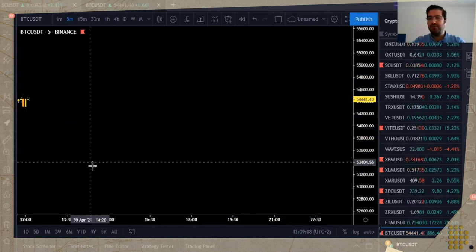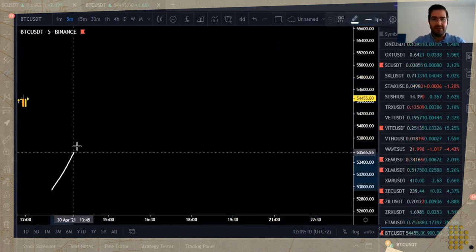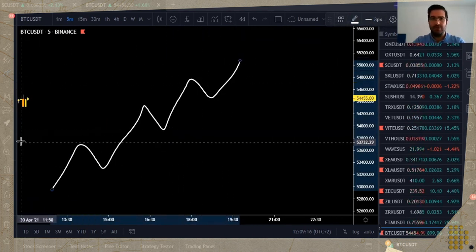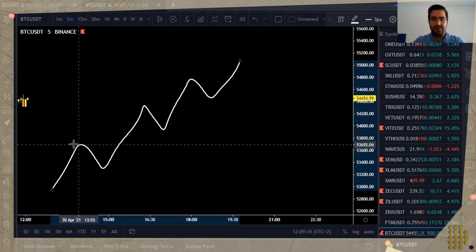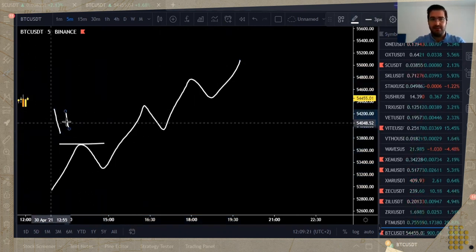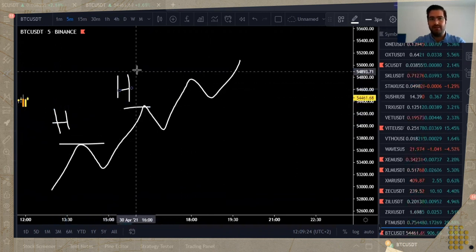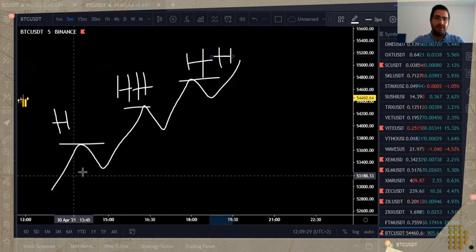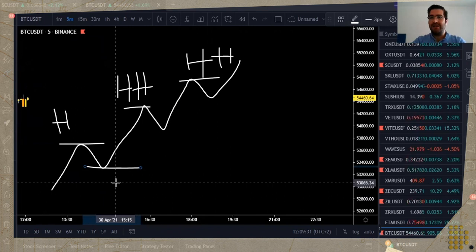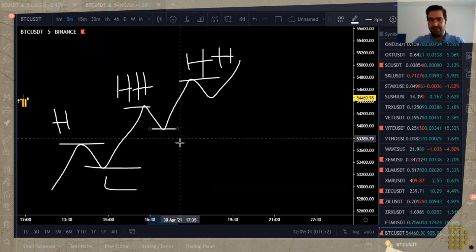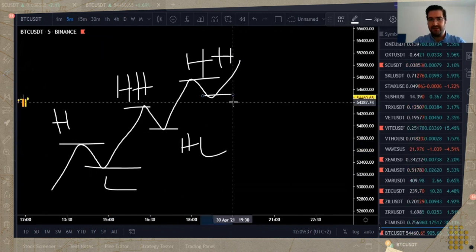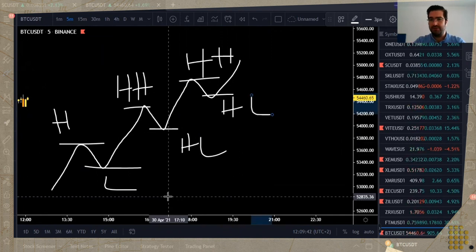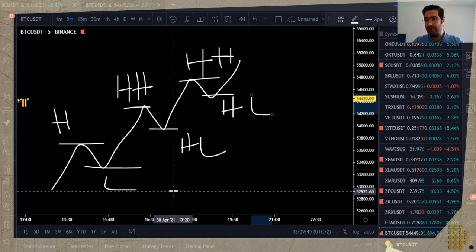So how to spot an uptrend? In an uptrend, you can see the market is posting higher highs and higher lows. What are these keywords? If this is a high, this is called a higher high, and this is a higher high. And also in an uptrend, we have higher lows. So if this is a low, this is called a higher low, and similarly for this, a higher low. This is a way to spot if you are in an uptrend or a downtrend.